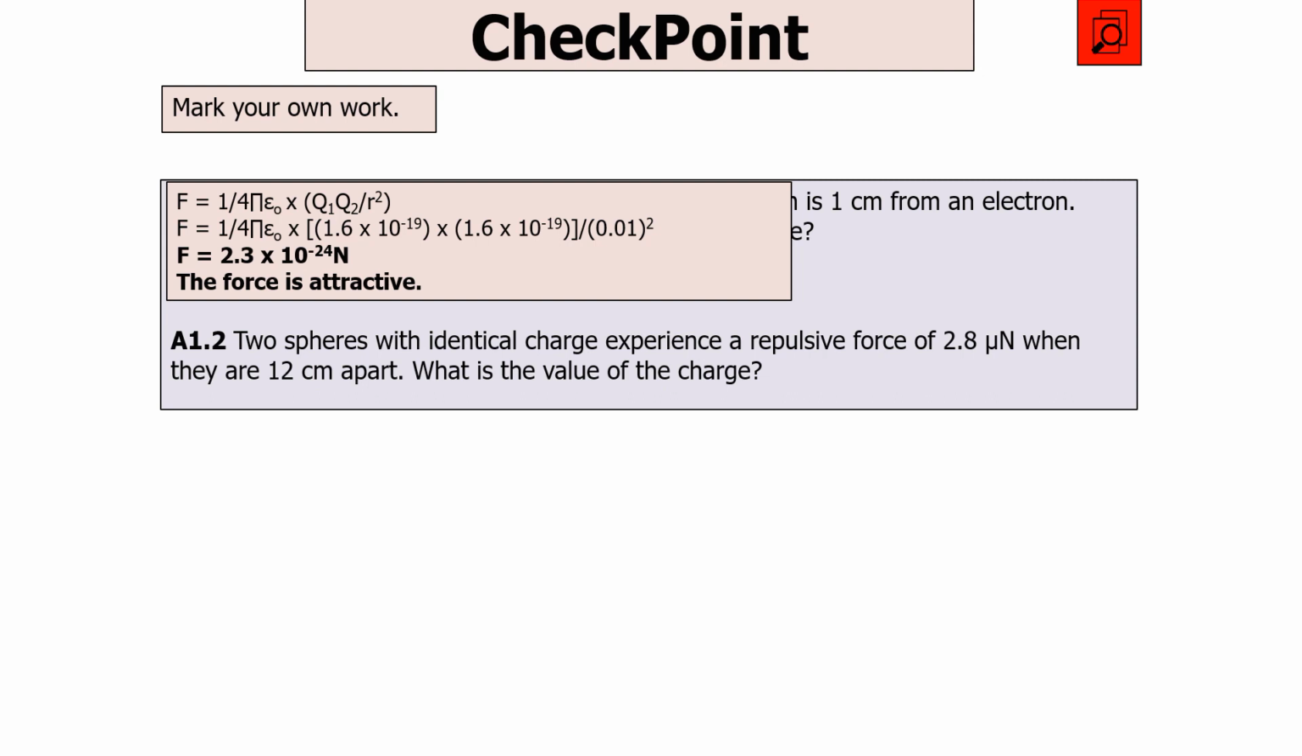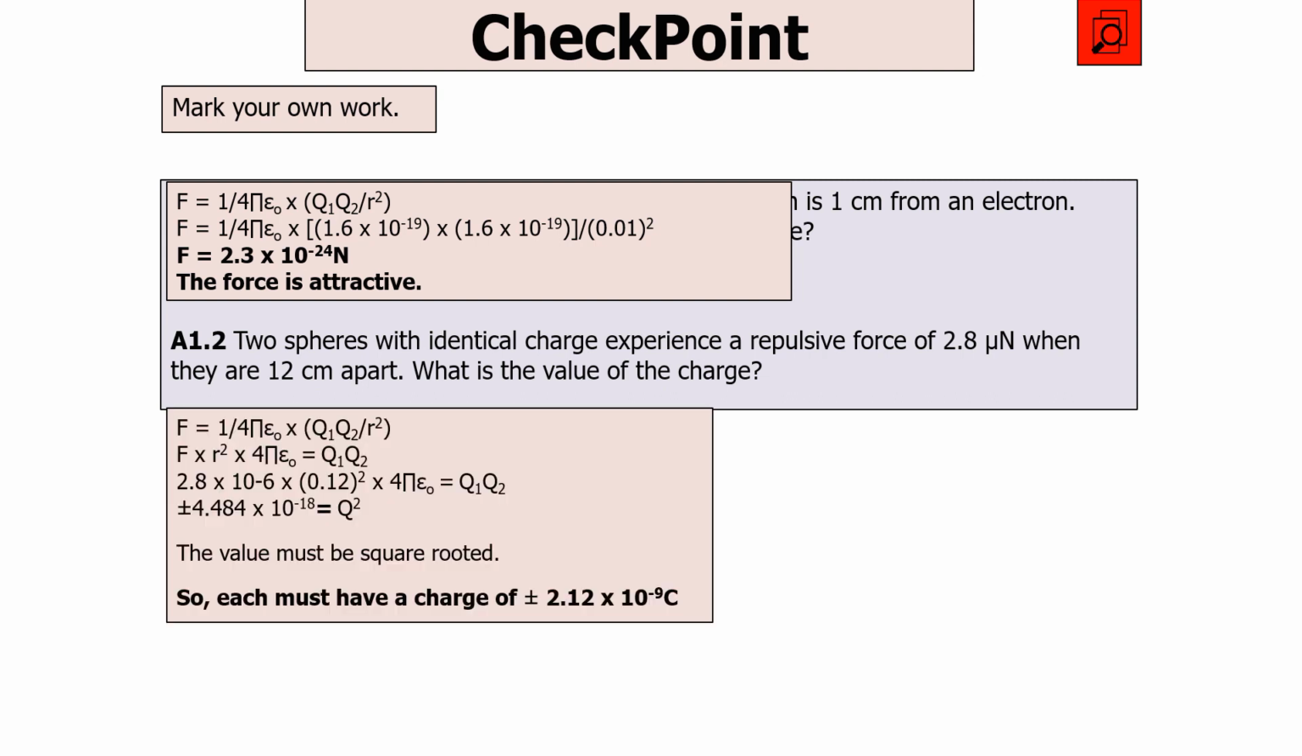Again, here we're trying to work out the charge. Now it's important to know you've got two identical charges. So even though we know F equals Q1 Q2 over 4 pi epsilon 0 r squared, we can say Q1 and Q2 are the same value, so therefore it's just Q squared. You can pop in all the numbers. Remember, 2.8 micronewtons becomes 2.8 times 10 to the minus 6. Remember, 12 centimeters becomes 0.12 meters. It's r squared. You pop it in, so you get Q squared to be plus or minus 4.484 times 10 to the minus 18. Square root that, and we get plus or minus 2.12 times 10 to the minus 19 coulombs. It could be both positive or both negative, to get that repulsive force.